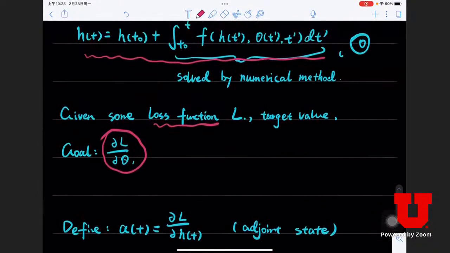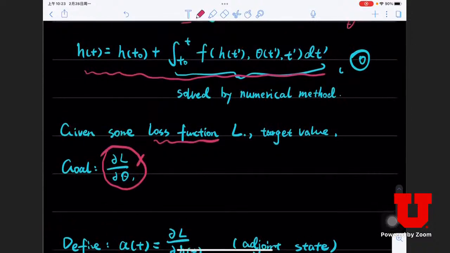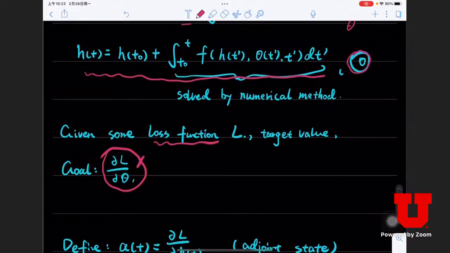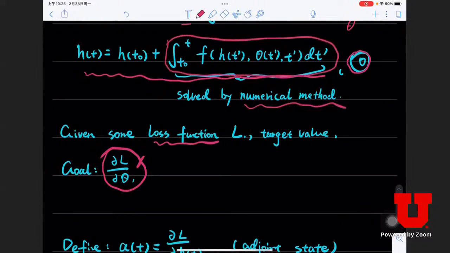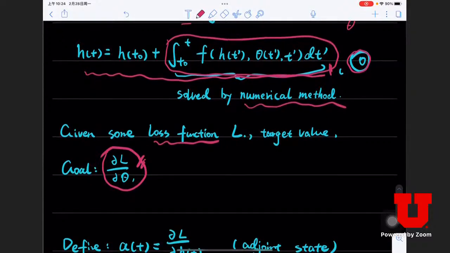Actually, there are lots of traditional methods to compute this. But remember, in this formula, the integration is a numerical method, so these parts are totally non-differentiable. You cannot just call some numerical solver to compute h(t1) and then call autodiff. You cannot do this because the integration part is non-differentiable. So how do we exactly compute this?